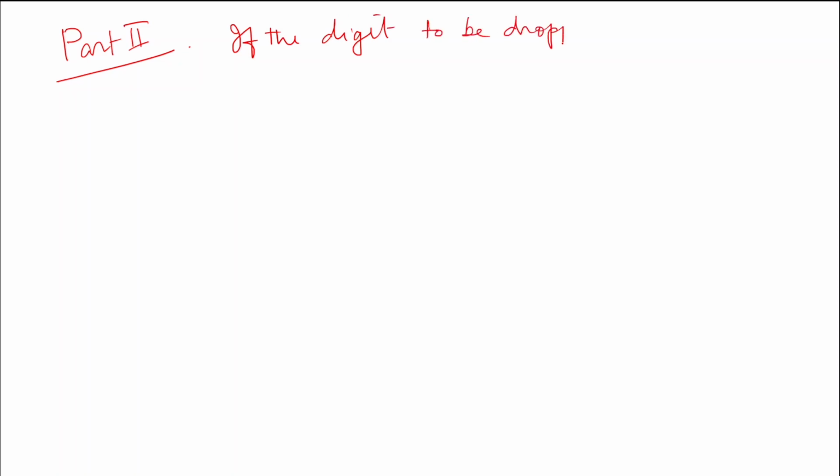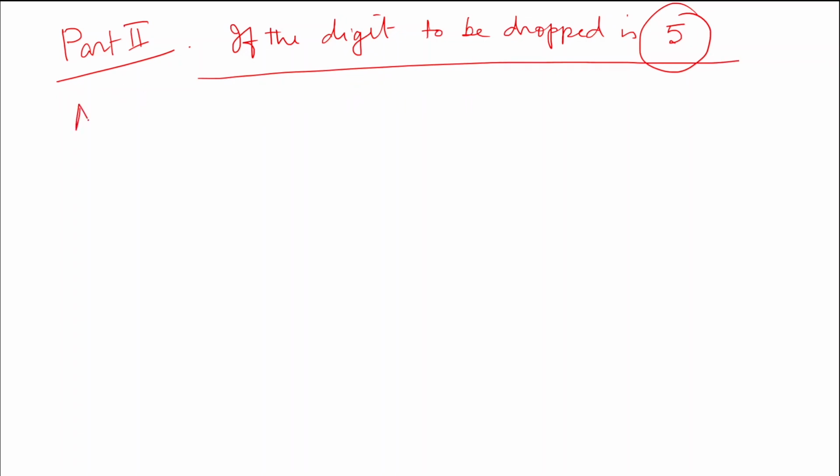Now comes the part B. So that was the part A rule. Now part B of this rounding off. Now if the digit to be dropped is 5, so what will happen? क्या रूल है इसमें? दो रूल है. We have two rules here.